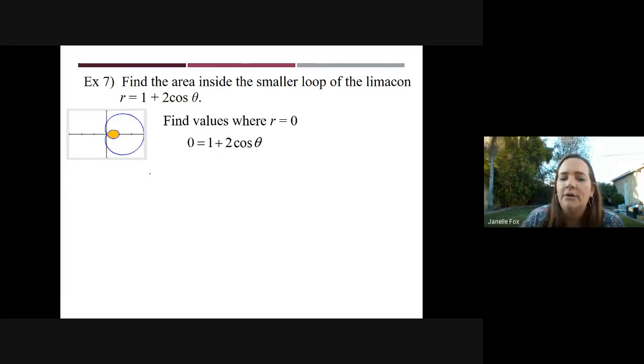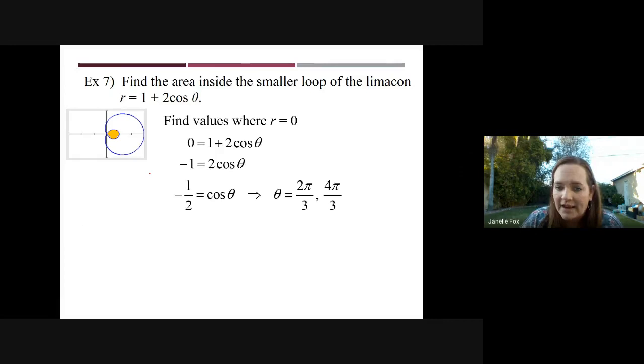So we're going to say 0 equals 1 plus 2 cosine theta, which means move the 1, make it be a -1, divide by 2. And so you're thinking to yourself, where in the unit circle is cosine equal to -1/2? Those values happen at 2 pi over 3 and 4 pi over 3. Folks, that is our limits of integration.